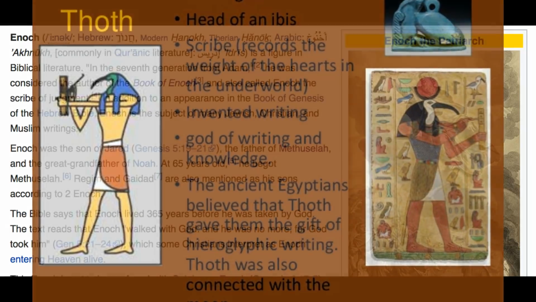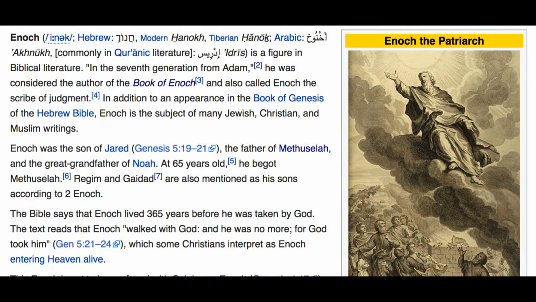In addition to an appearance in the book of Genesis of the Hebrew Bible, Enoch is the subject of many Jewish, Christian, and Muslim writings, okay? Enoch was the son of Jared, the father of Methuselah, and the great-grandfather of Noah, yes, the flood Noah. At 65 years old, he begot Methuselah. Regem and Gaidad are also mentioned as his sons according to Enoch. The Bible says that Enoch lived 365 years before he was taken by God.